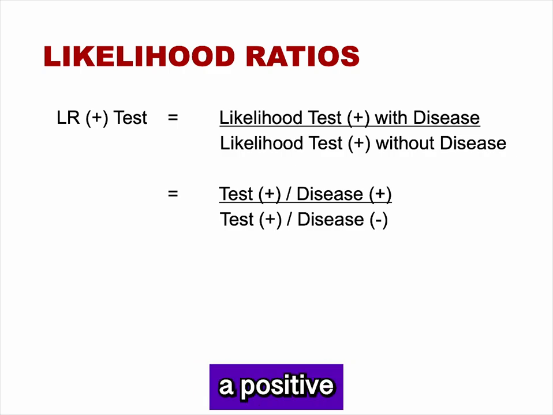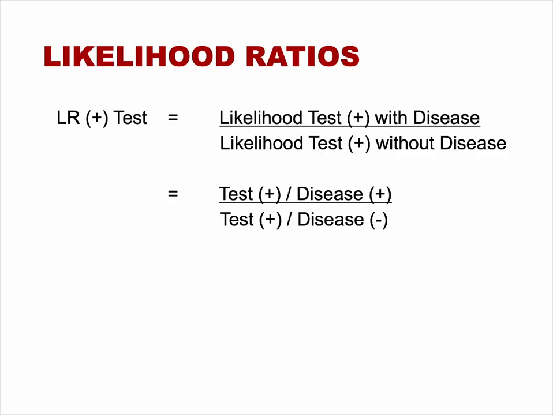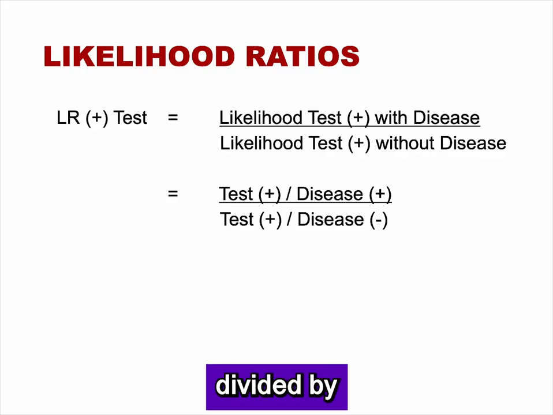A likelihood ratio of a positive test is the likelihood of testing positive in those with disease divided by the likelihood of testing positive in those without disease. Notice the positive test is in the numerator and in the denominator. This simplifies to test positive of disease positive divided by test positive of disease negative.